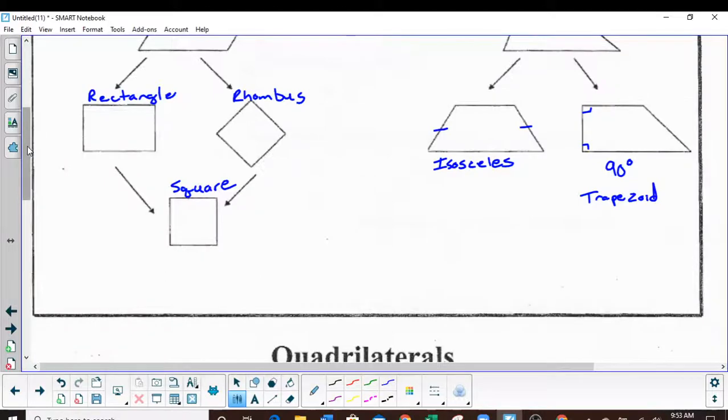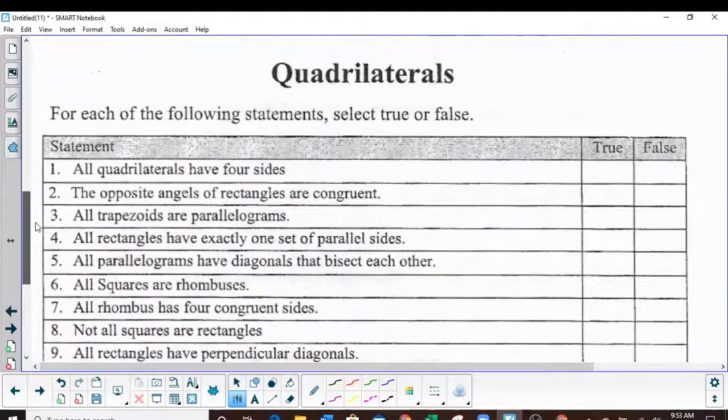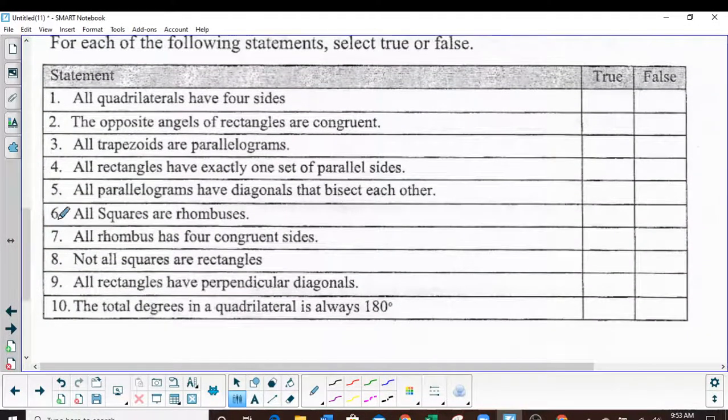Okay? Let's go answer some of these questions. It says, for each following statement, select true or false. All quadrilaterals have four sides. True. That's why they're called quads. Number 2, the opposite angles of rectangles are congruent. Yes, they are. They're all 90 degrees. All trapezoids are parallelograms. Actually, no trapezoids are parallelograms. Parallelograms have two pair of parallel sides, and trapezoids have exactly one pair.